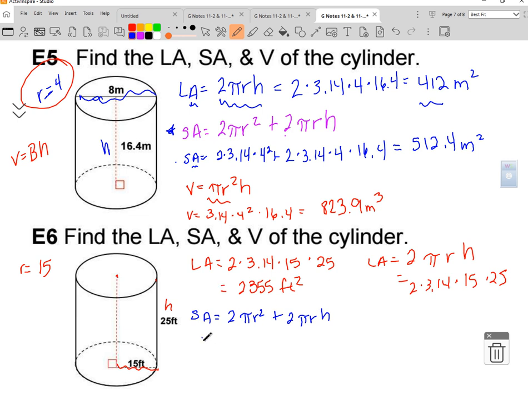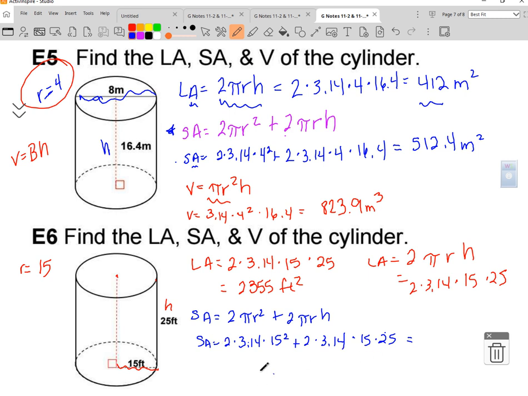Alright, so now we're going to plug in. It stays the same. Pi is 3.14. The radius we said is 15. We're squaring that, plus 2 times pi, which we're using 3.14 unless they tell us differently, times the radius, which is 15, times the height of 25. We're going to do that on our calculator.